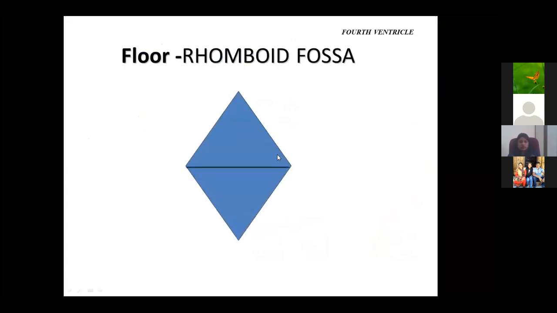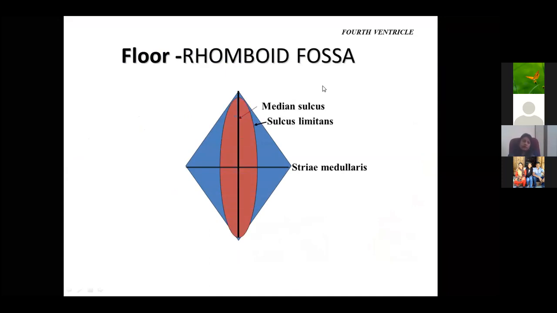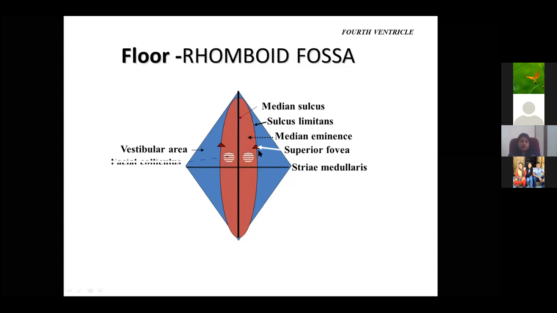So this image, the rhomboid fossa, this same thing is present in the floor of the fourth ventricle. So you have this median sulcus, then sulcus limitans, this elevation called the median eminence, and white matter called stria medullaris. As I told you yesterday, in the pons, when you take a section, you could make out this vestibular area. So this is the pons and this is the medulla.